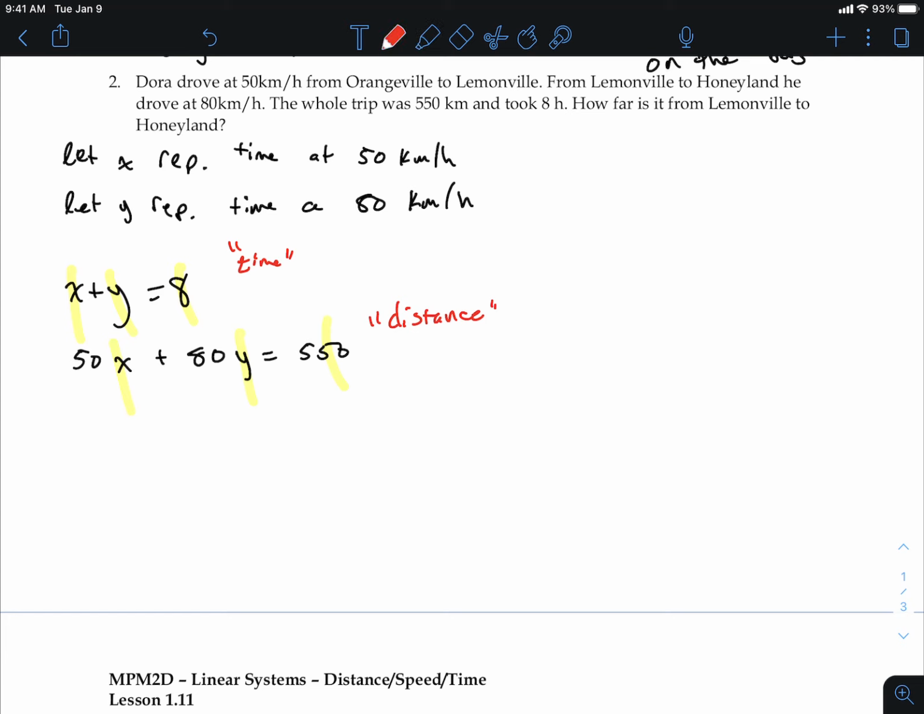If I wanted to get rid of x, for instance, I could multiply the first one by 50. Then I'd get a 50 there, and if I subtract them, the x's would cancel. If I wanted to get rid of y, I could multiply the equation on top by 80. Then I'd get an 80 in front of y, and these would cancel. Or I could say x is equal to 8 minus y and substitute that into the other equation. They're all going to give you the same answer. It doesn't matter.